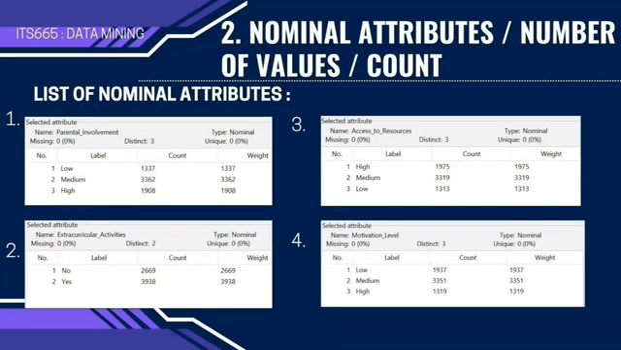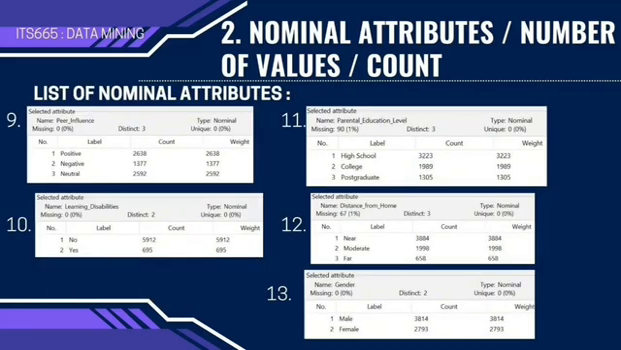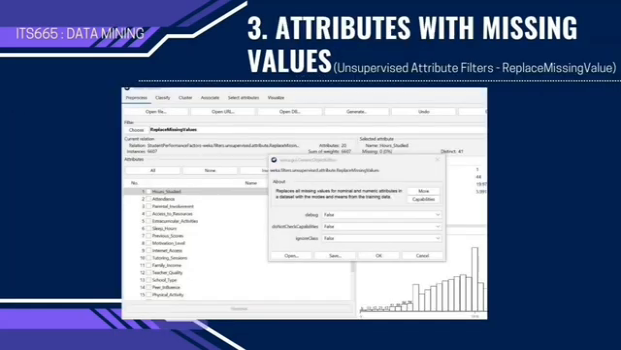The second step is nominal attributes. There are 14 nominal attributes. The first attribute is parental involvement, second extracurricular activities, third access to resources, fourth motivation level, fifth family income, 6 internet access, 7 teacher quality, 8 school type, 9 peer influence, 10 learning disabilities, 11 parental education level, 12 distance from home, 13 gender, and lastly 14 exam score.